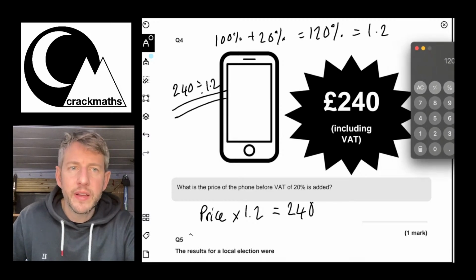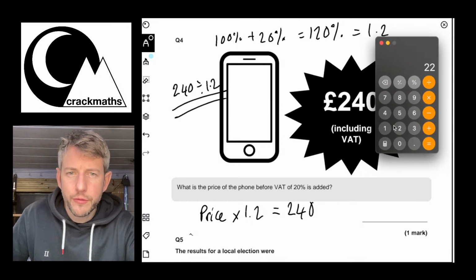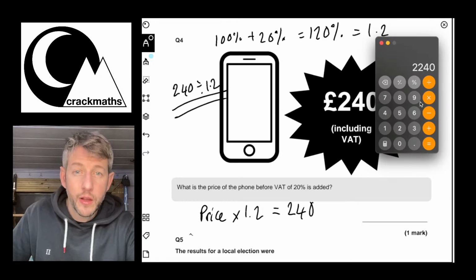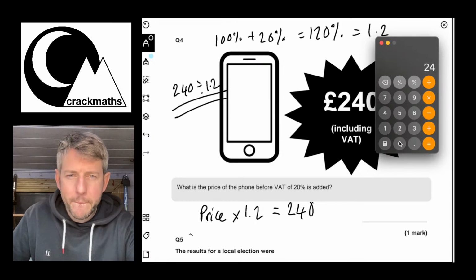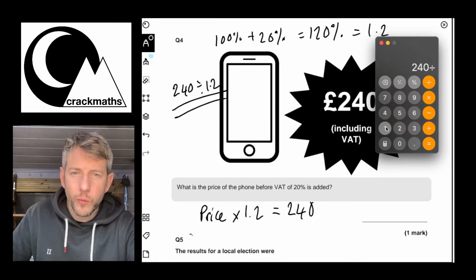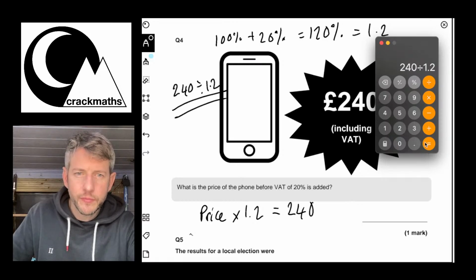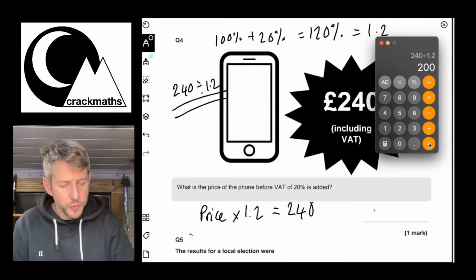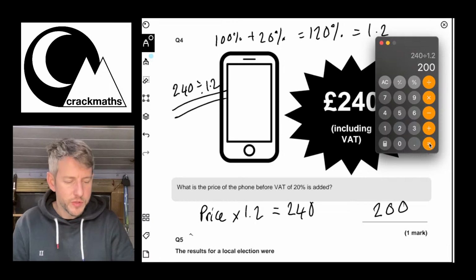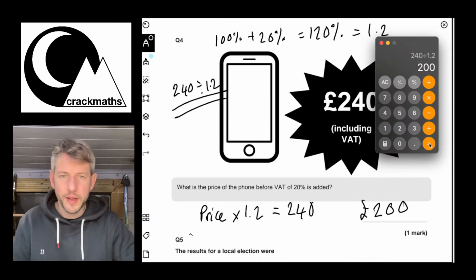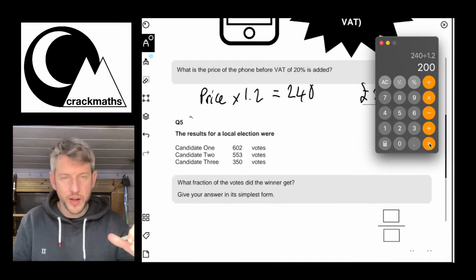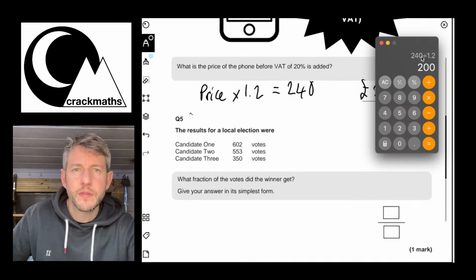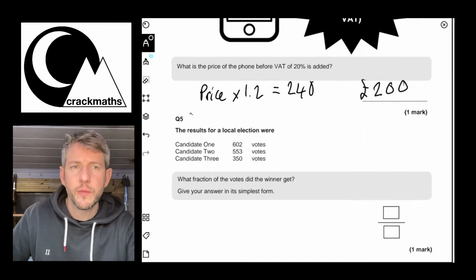So let me get my calculator back out. 240 divide by 1.2. Here we go. So the original price before the VAT was added was £200. Right, here we go. Let's have a look at question 5. So let me just move this calculator out of the way again.